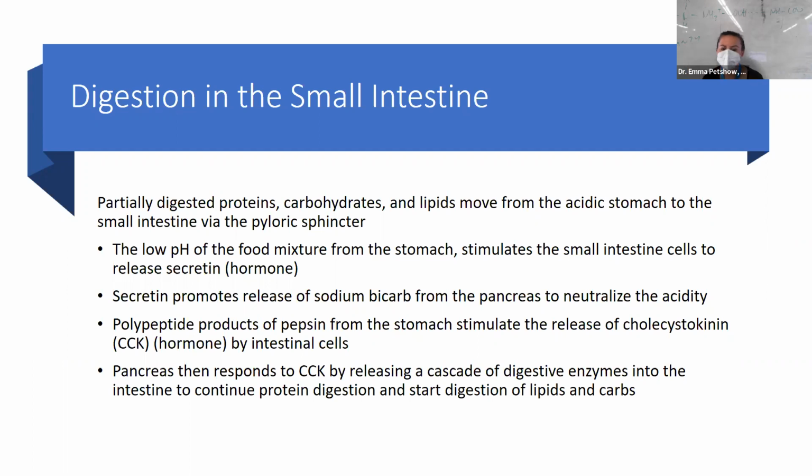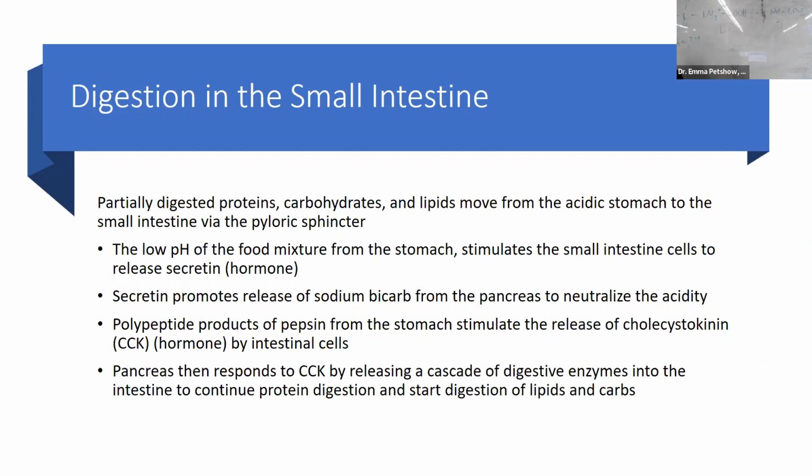And then the polypeptide products of pepsin, let's say that 3 times fast, from the stomach, stimulate the release of cholecystokinin, CCK hormone, by intestinal cells, which the pancreas then responds to by releasing its digestive cascade of enzymes. That continues protein digestion, and it's going to start, and I say start, the digestion of lipids, and we'll say continue/start digestion of carbs, because we had a little bit of carb breakdown in the mouth, but not a lot.